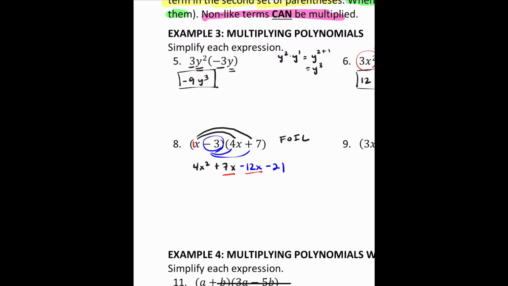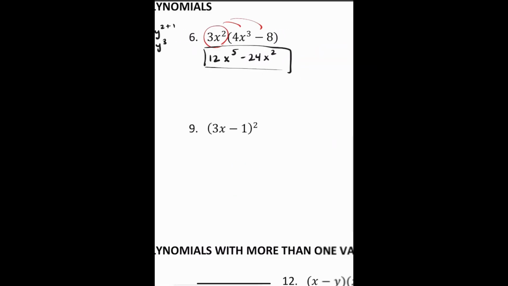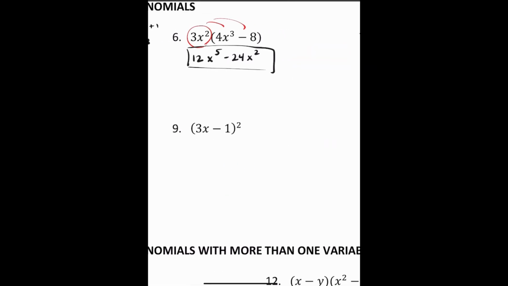Then we'll combine the like terms. I get 4x squared, 7x minus 12x, that is negative 5x minus 21. Alright, number 9, 3x minus 1 quantity squared. Remember, if you have something like x squared or 5 squared, x squared is basically x times x. And it's the same thing with 5 squared, right? 5 squared is essentially 5 times 5. So if you have 3x minus 1 quantity squared, that's basically 3x minus 1 times 3x minus 1.